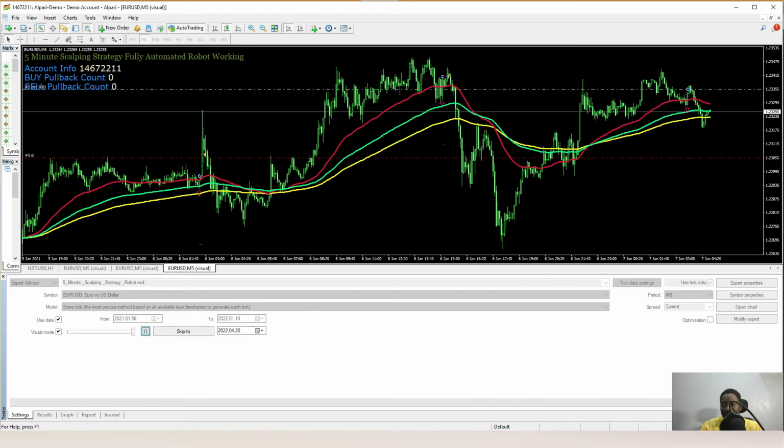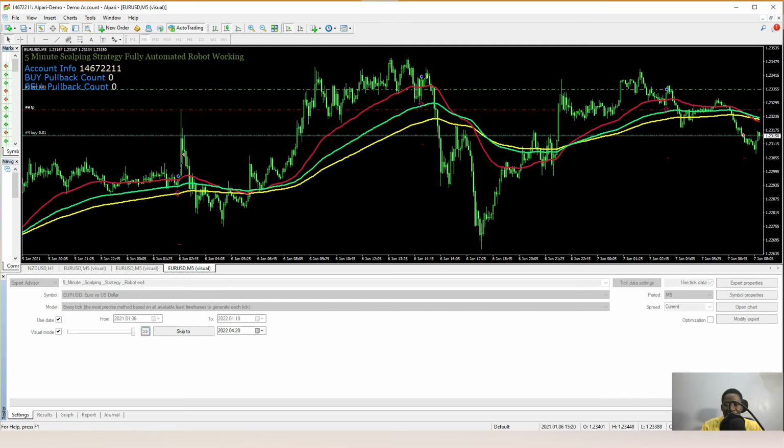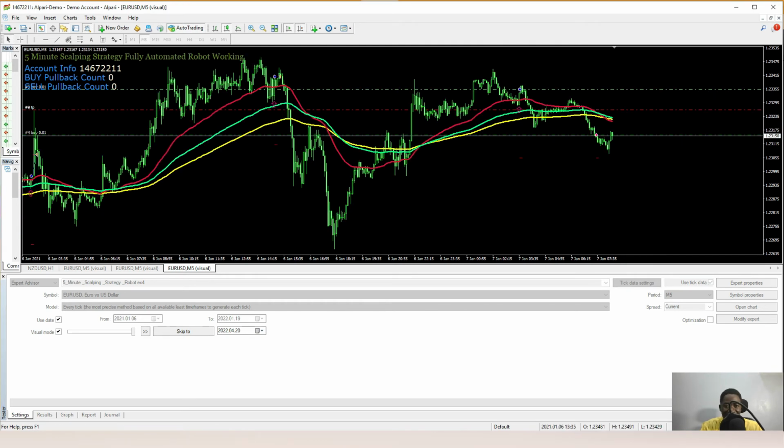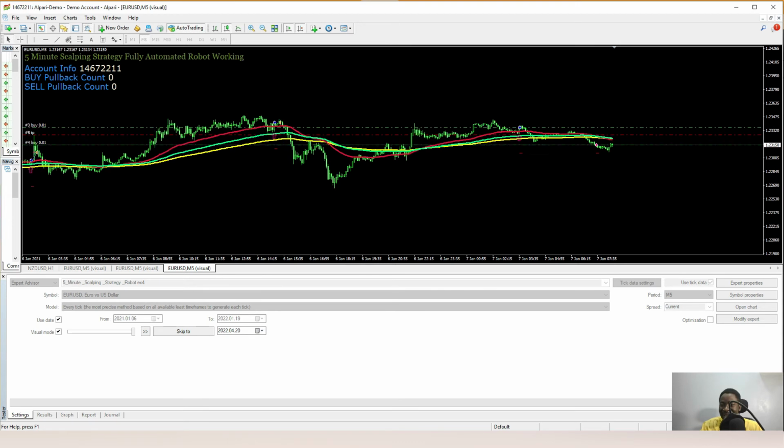Let's see. Now, look at what is happening here. The first trade is here, and now let's see if it is minus 20 pips. See, minus 20 pips, and it entered for another buy trade, and it readjusted the take profits.